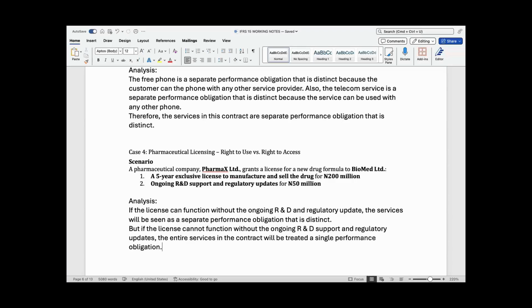And that's the end of step 2. Any questions?